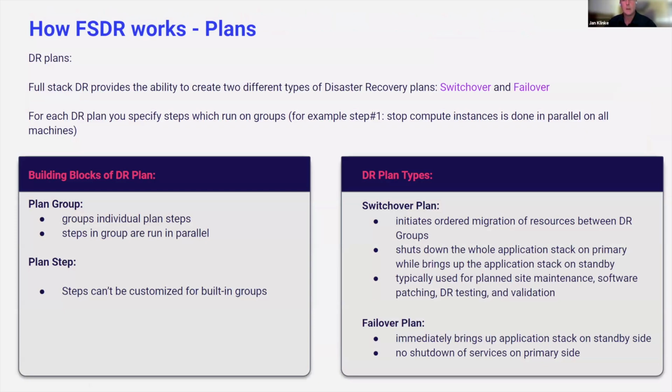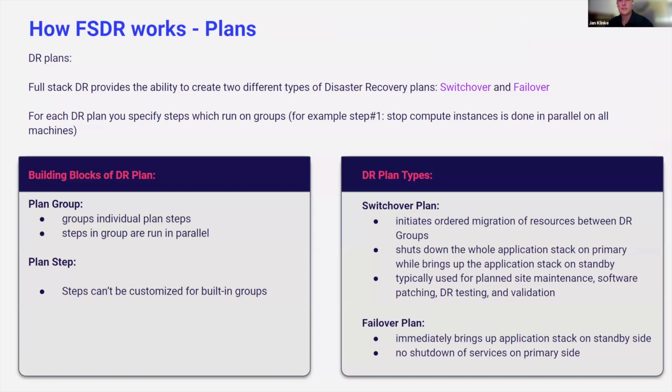Okay, and now we come to the second most important part of the FSDR, and those are called plans. Plans can be only of two types. It's either failover or switchover. Switchover means graceful reversal of roles between regions. Failover means basically failing over to the standby region in case the primary region is not active. Each plan has steps, some of them built in, some of them can be defined by you.